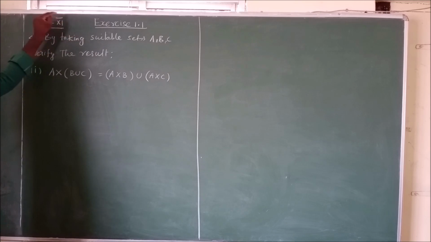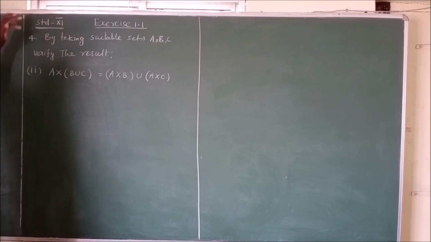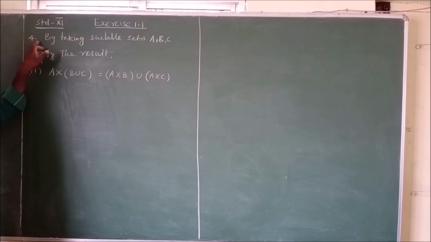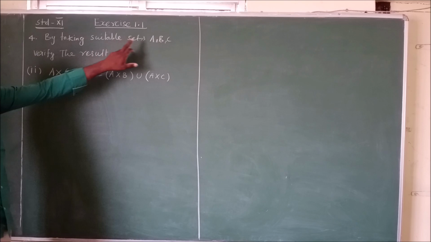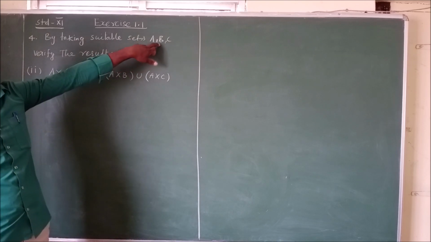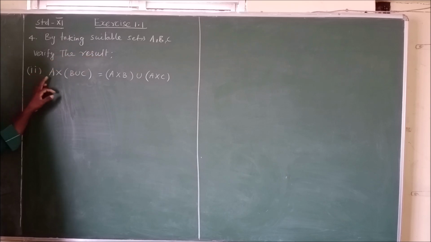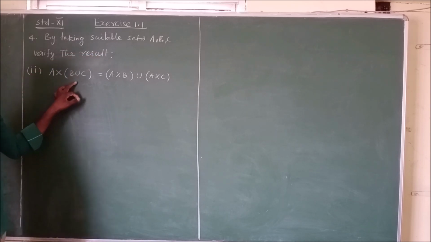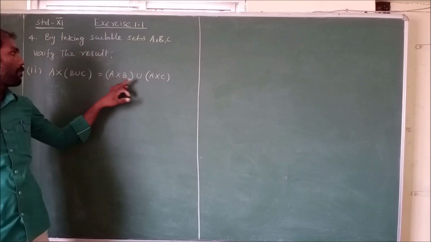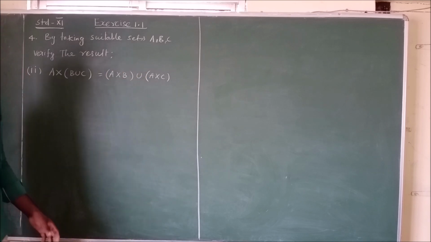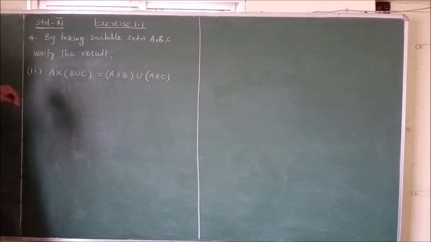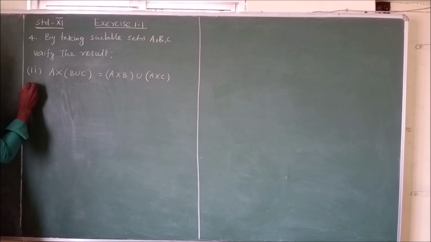11th standard, volume 1, exercise 1.1, problem number 4, subdivision 2. By taking suitable sets A, B, C, verify the result: A cross (B union C) equals (A cross B) union (A cross C). For your convenience, we have seen the solution.